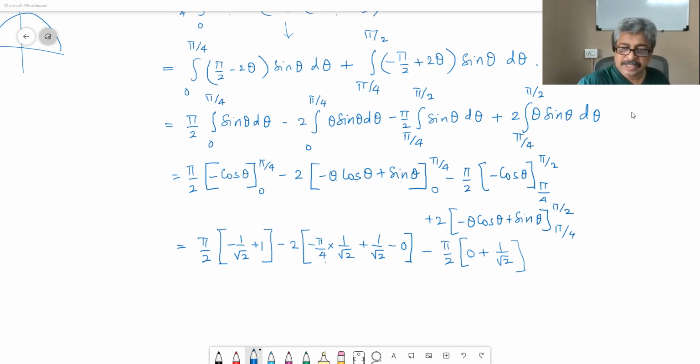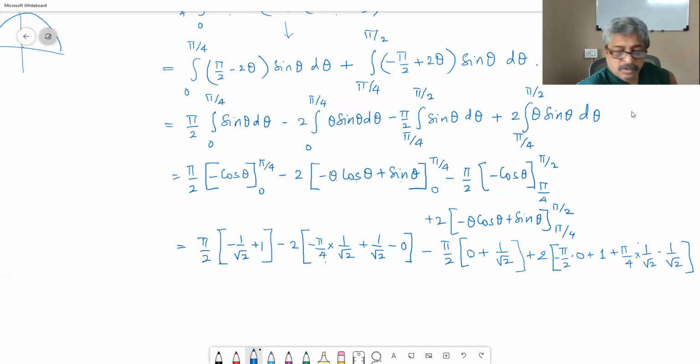Okay. And the last bracket, plus 2 inside bracket pi by 2 minus pi by 2 into 0, plus sin pi by 2 is 1, minus, plus pi by 4 into 1 upon root 2, minus 1 upon root 2. Is this correct? I have written exactly opposite in these two brackets in my notes.